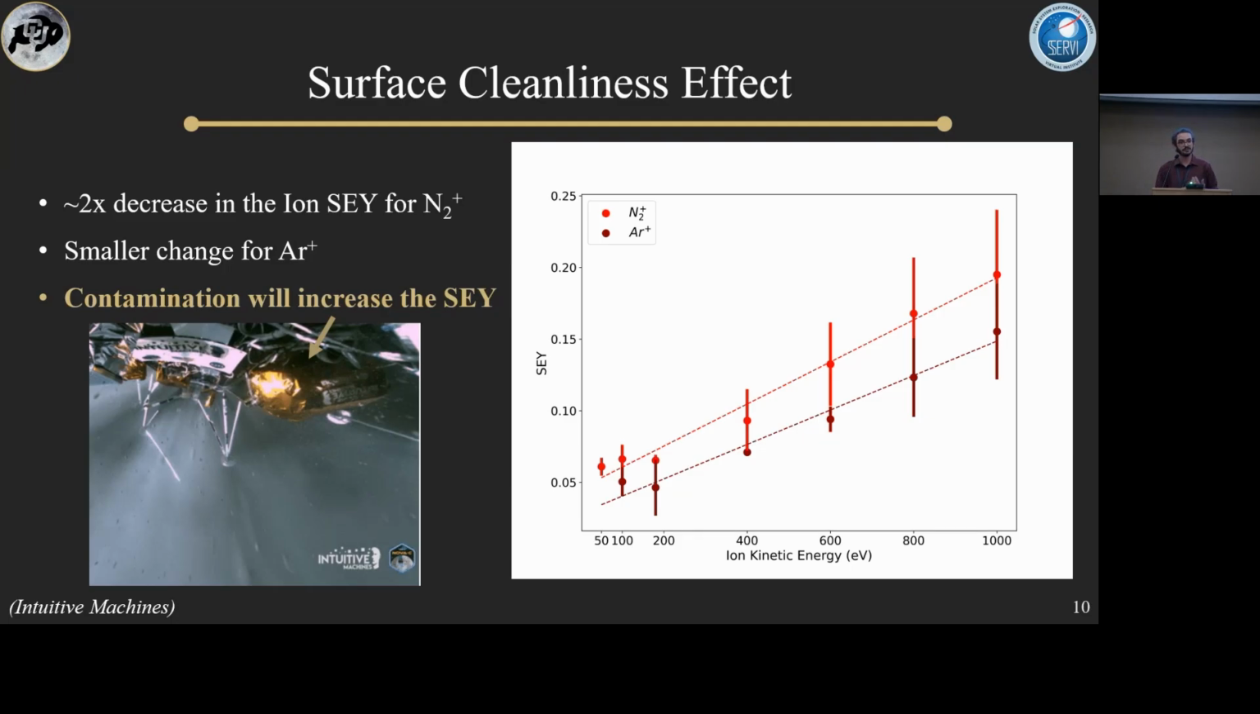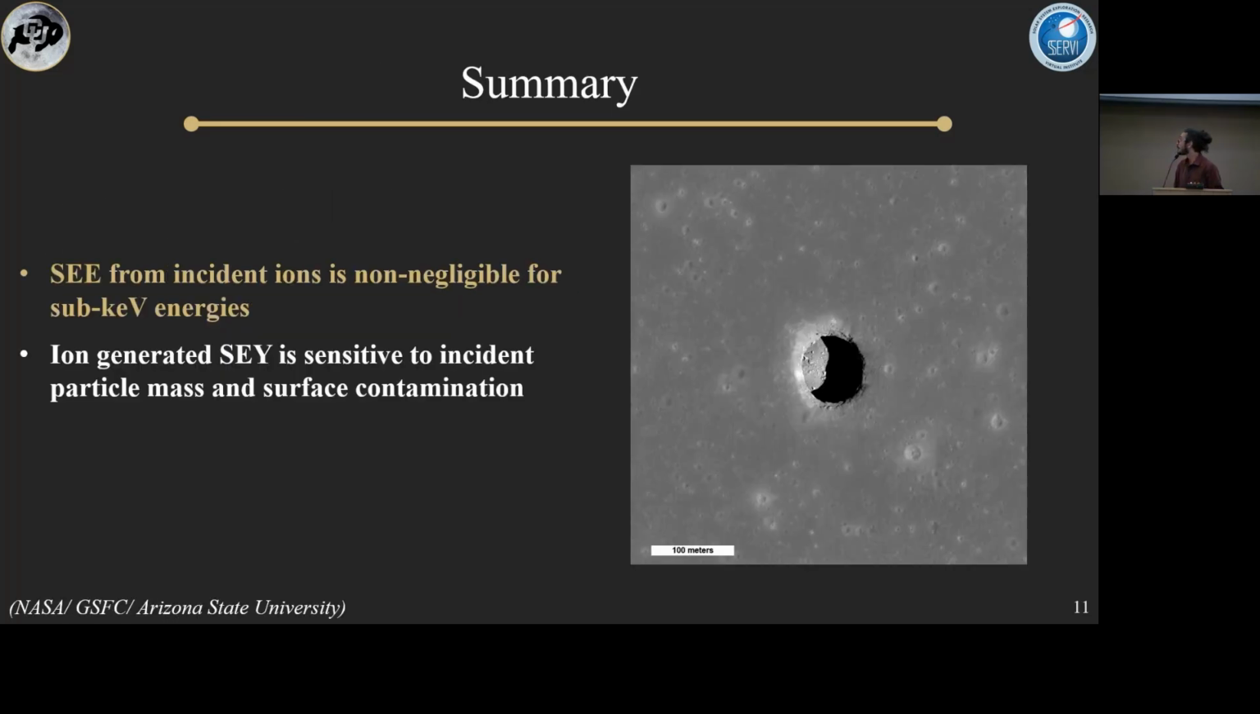because during a landing or takeoff from a planetary surface, the plume from the exhaust of a lander will contaminate the surface nearby. So it's important to understand how that will affect the secondary electron yield and thus further dust mobilization.